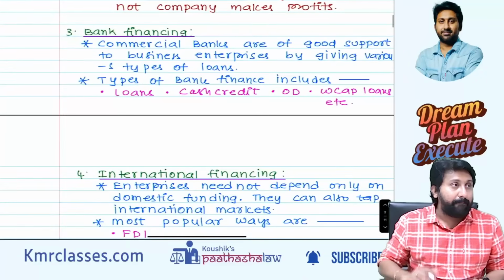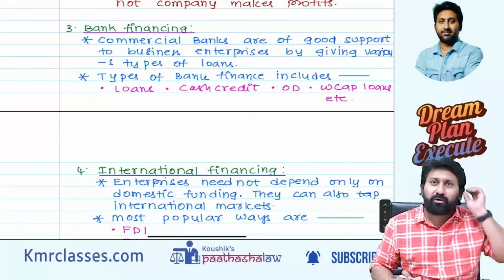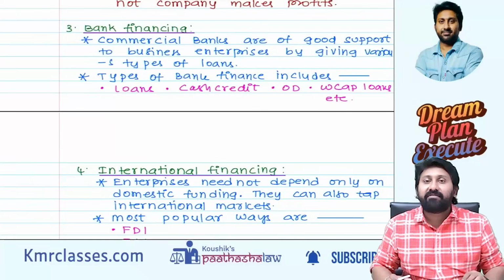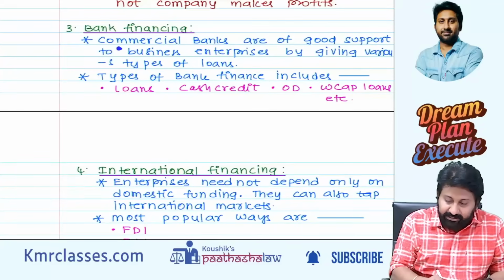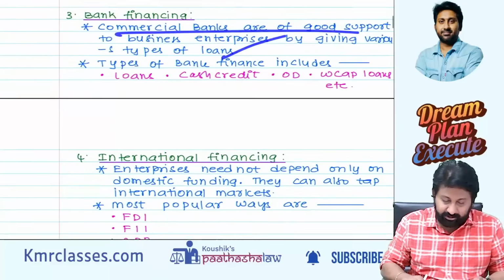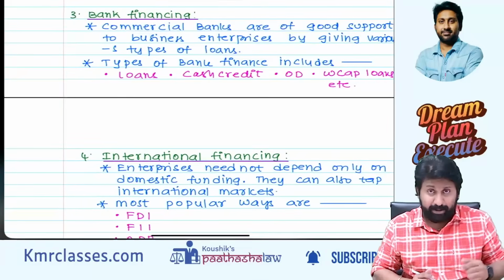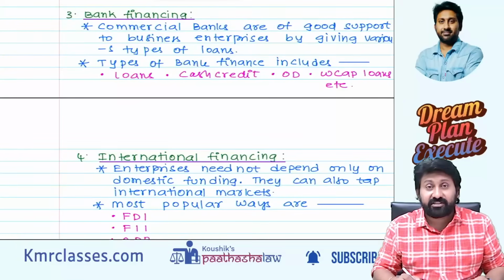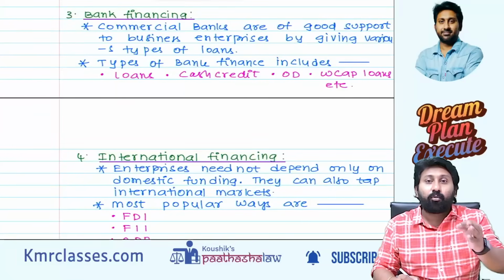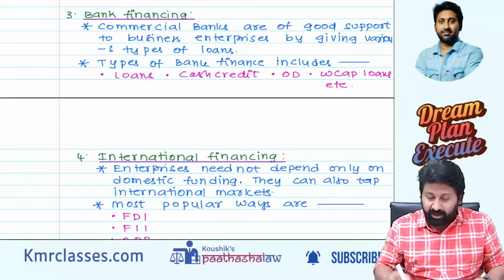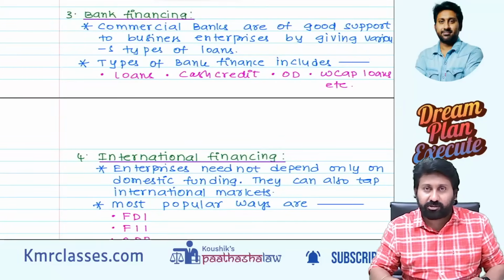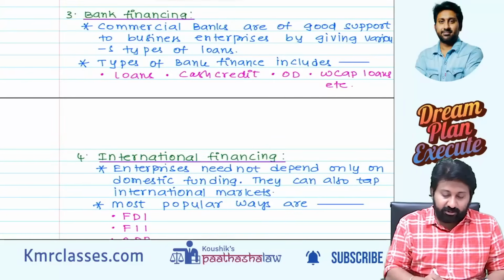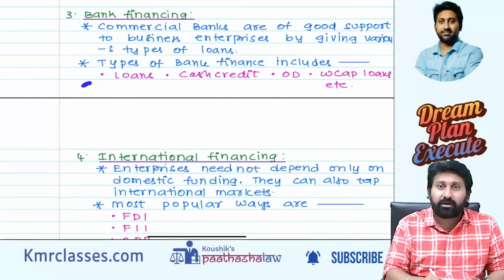Bank financing. No, sir, I don't want to go for debentures. I don't want to take from 100 persons or 1000 persons. I will take from one person. It's a bank. Commercial banks are of good support to business entrepreneurs. What are the types of loans banks are giving? These are called term loans. Cash credit. OD balances they tell, that is the next one. Working capital loans. Working capital loans means you should use them only for day-to-day working capital, not for any other purpose. So normal long-term loans are also called term loans.